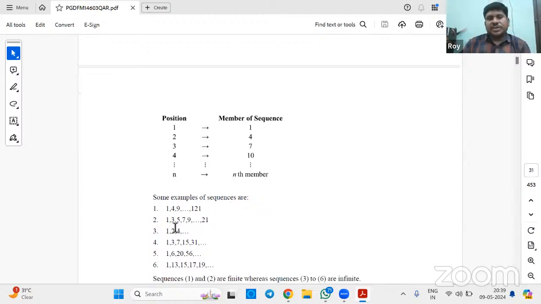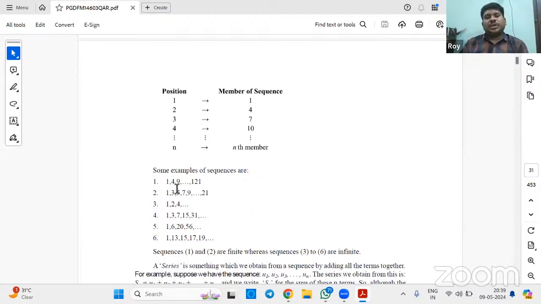Now, for example, the sequence 1, 4, 9. What sequence is there? 4 minus 1 is 3, 9 minus 4 is 5. Next, what will the gap be? 7, 9. Like some odd number gap is coming. 1, 3, 5, 7, 9. We know that these are all odd numbers.